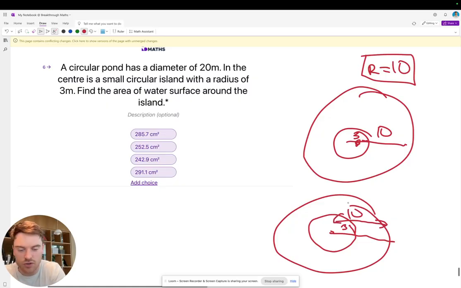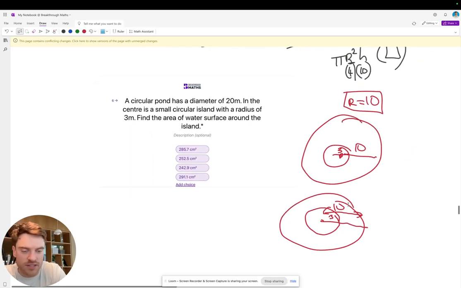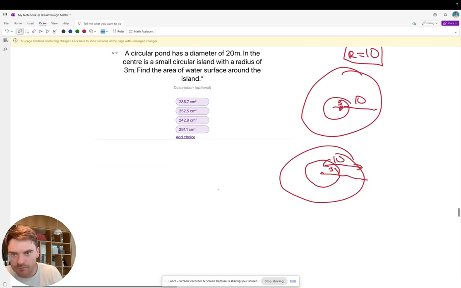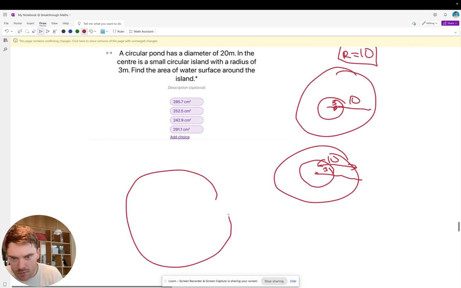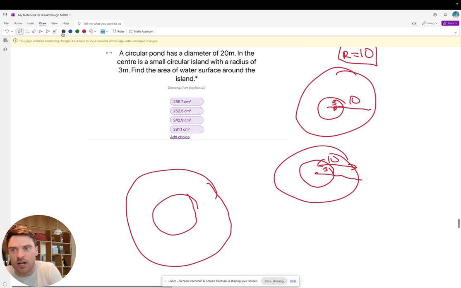If I was to zoom out a bit, I would draw two circles within one. Here's the center. It's 3 out to here. It's actually 10 out to the whole thing. You know what I mean? That means this has to be 7, because you've got the big circle and the small island.